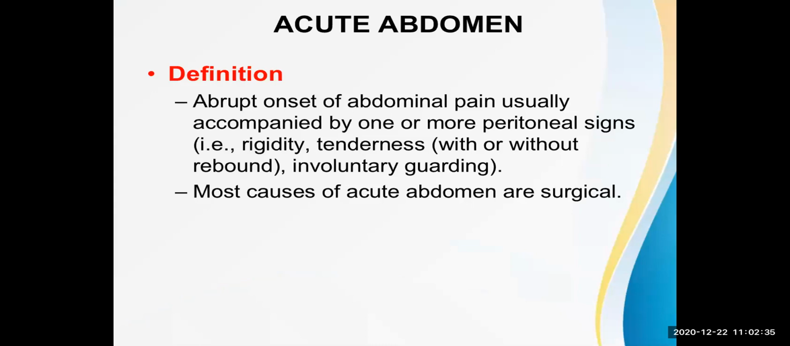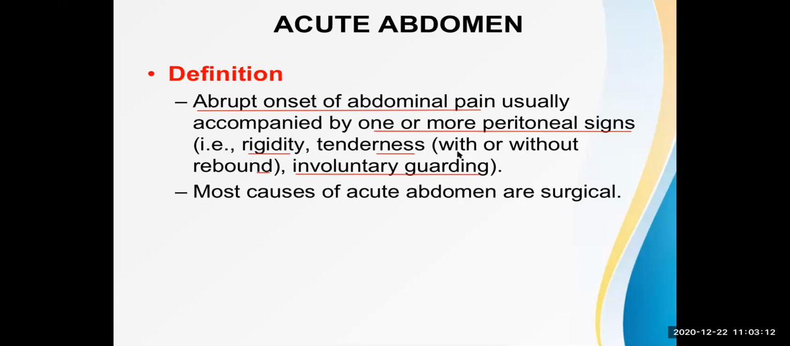Now, let's start with the definition of acute abdomen. Very, very important class this is. This is a bit of a mixture of theoretical as well as practical discussion. The acute abdomen is defined as abrupt onset of abdominal pain, usually accompanied by one or more peritoneal signs like rigidity, tenderness, with or without rebound, and involuntary guarding.